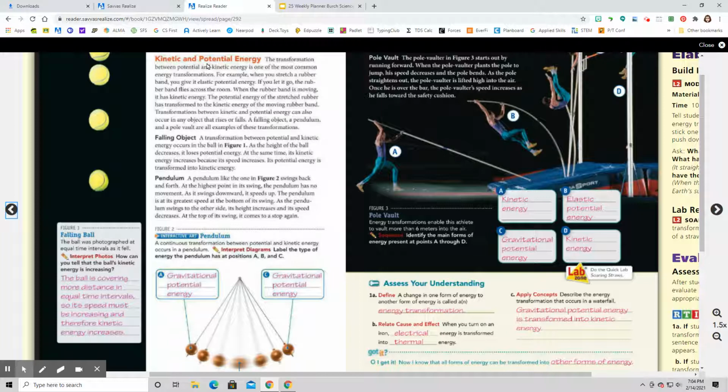One of the most common types of energy transformation is from kinetic energy to some kind of potential energy. And if you remember, we talked about gravitational potential energy and elastic potential energy. So there are two kinds of potential that you want to keep in mind.